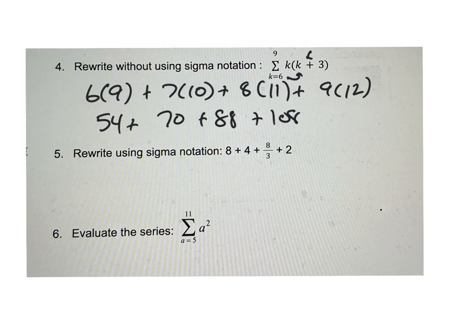Number 5, rewrite using sigma notation. This is pretty tough. You have to figure out the formula for the sequence. That's the key: what's the formula for the sequence?